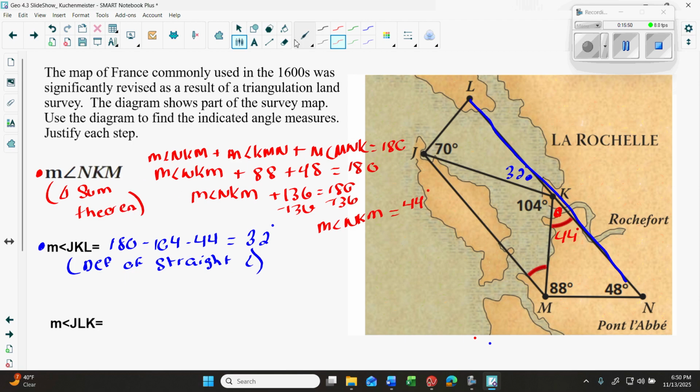All right, lastly, we've got to find JKL. So we're going to go here. We've got J, we've got K, and we have L. Oh, oops, wait, this is the same one. Never mind, we don't need to redo that. All right, let's move on.